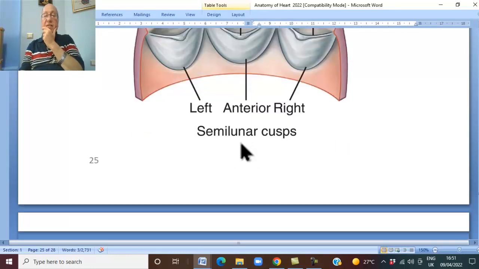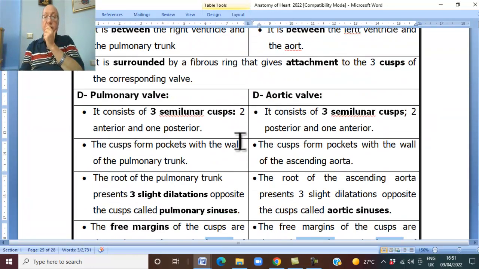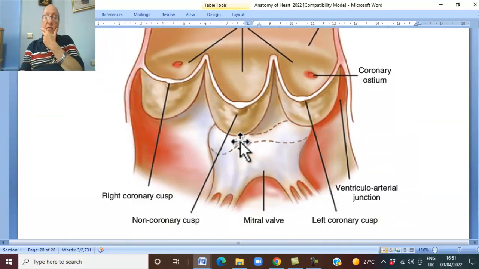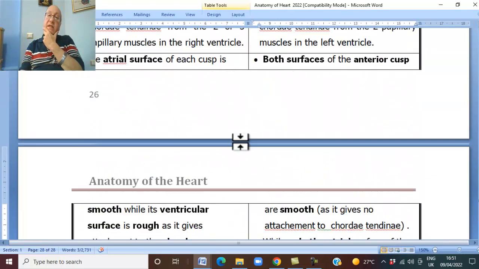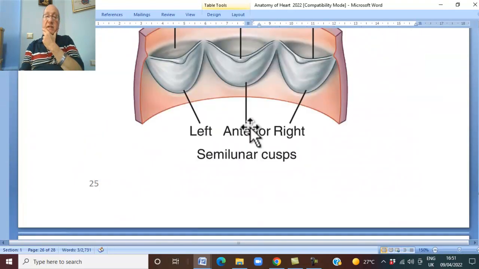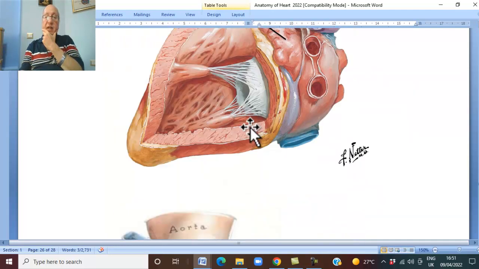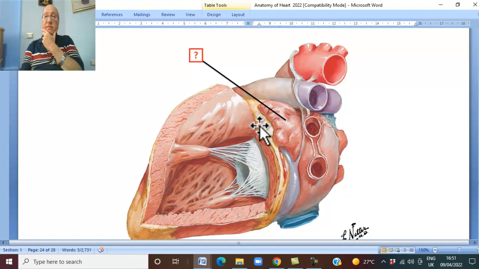What are the orifices and valves in the left ventricle? As in the right ventricle, first of all, there is the left atrioventricular orifice, which is also called the mitral orifice. This orifice is circular, and this orifice lies between the left atrium and the left ventricle.